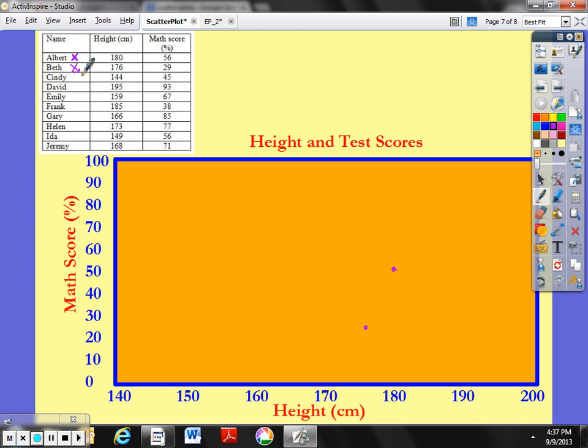Put X there. Cindy's 144 and 45. Okay, right now as I plot the points, I'm seeing that they're kind of spread out from each other. So I want to kind of, as I plot, think about if there's any correlation. David, 195 and a 93. So David, not only tall, he did well in the assessment.